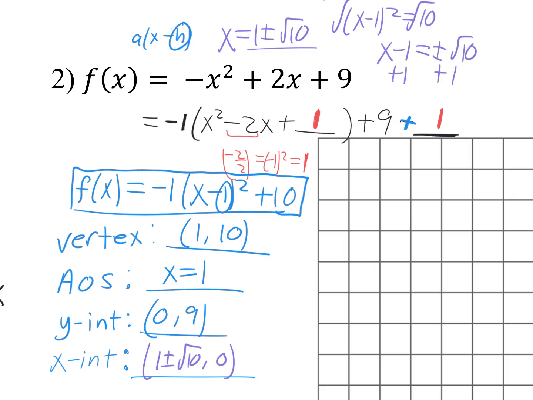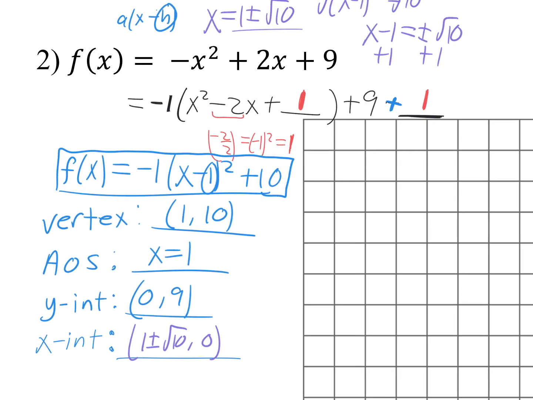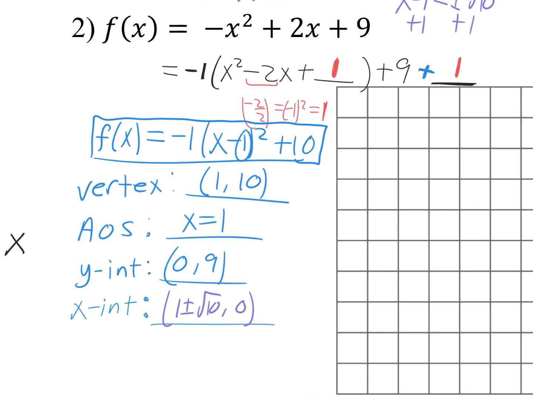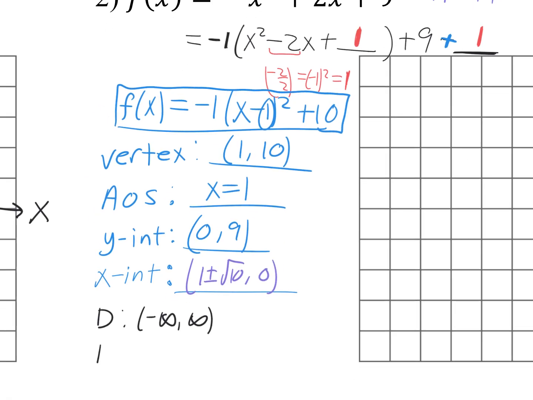All right, what else do we need? Domain and range. What's our domain? Negative infinity to infinity. All right, always. What's our range? Negative infinity to 10. Good, with a bracket.